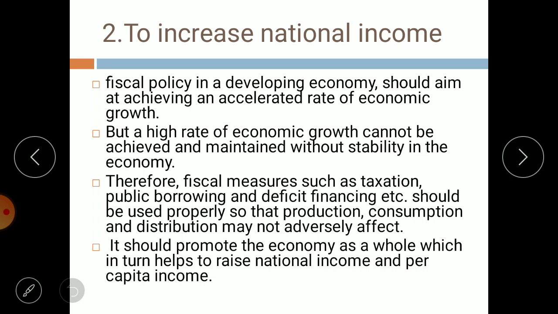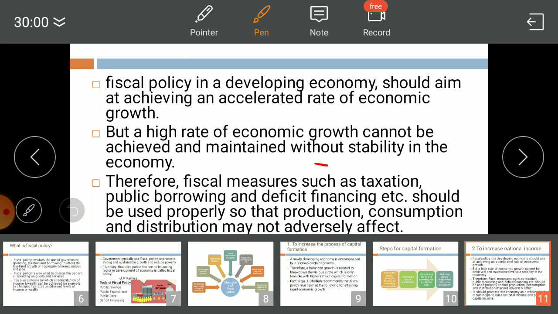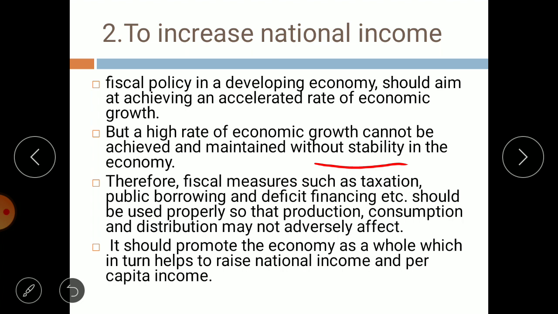As I told you earlier, a newly developing economy means what? One that has just left the stage of an underdeveloped economy. So in that phase, there is a high level of poverty and unemployment, and with that you cannot grow. If you want to grow, you need to have growth with stability. Therefore, fiscal measures such as taxation, public borrowing and deficit financing, etc. should be used properly so that production, consumption and distribution may not be adversely affected.